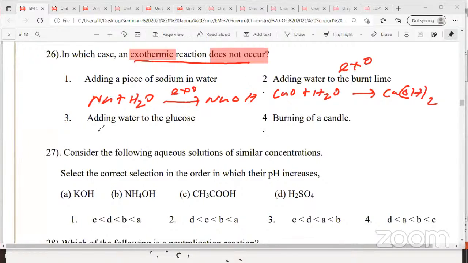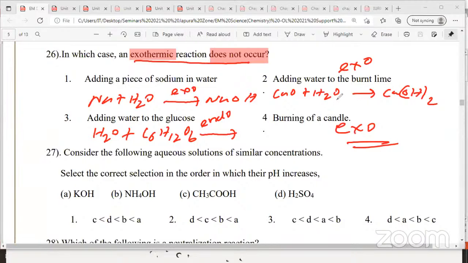Then adding water to glucose. Water and glucose, actually it's not a reaction, just dissolving. Glucose solution is endothermic. This is endo. Dissolving glucose, maltose, sucrose, lactose, galactose: basically monosaccharides and disaccharides dissolving in water is endothermic. Candle burning is exothermic, because any combustion reaction is exothermic. So this is endo. The answer is 3. Question number 26, answer is 3.